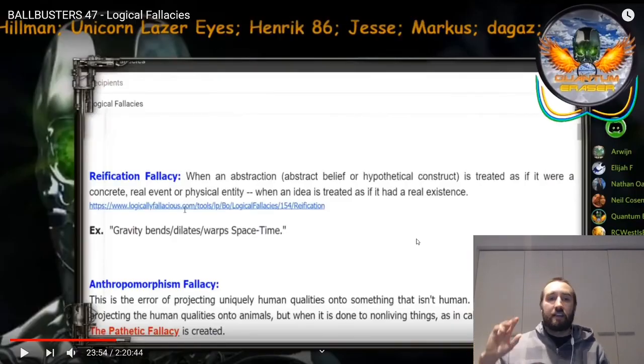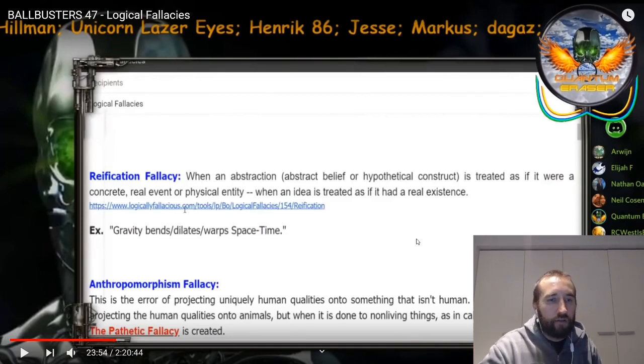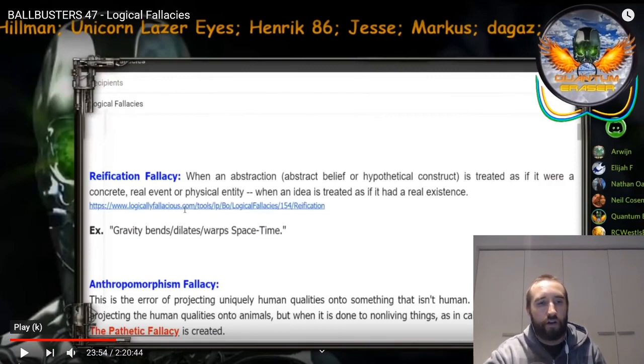Okay, it's here and it's in two different parts. So I'm going to take this reification fallacy, which is in two different parts, and then I'm going to take the anthropomorphism fallacy, which is actually in the middle of this reification fallacy, but I'm going to merge them together, and now we are going to listen to both of the reification fallacy parts.